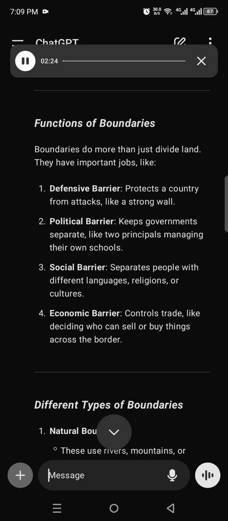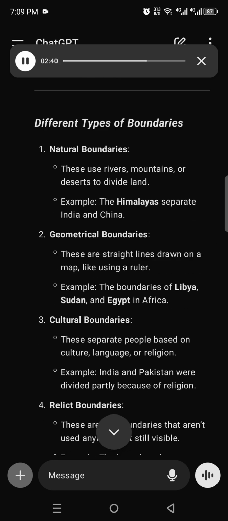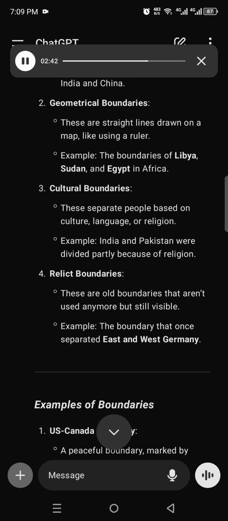Different types of boundaries. 1. Natural boundaries. These use rivers, mountains, or deserts to divide land. Example, the Himalayas separate India and China. 2. Geometrical boundaries. These are straight lines drawn on a map, like using a ruler. Example, the boundaries of Libya, Sudan, and Egypt in Africa.